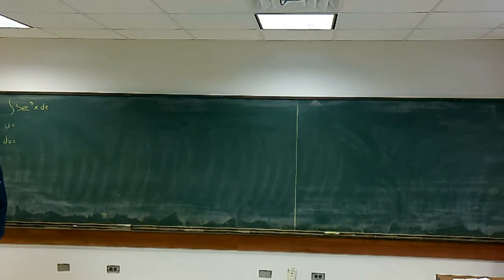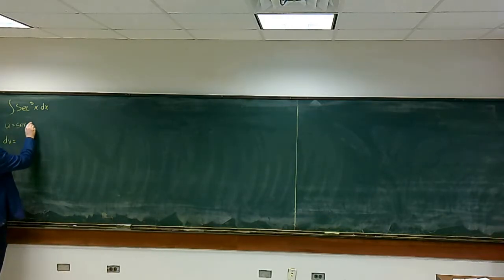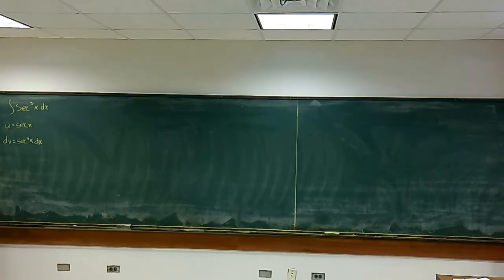What is it? I don't know how to pronounce it. Sec. Just secant? Then dV is what's left. There's more than just the x left if your U is just secant. Secant squared, isn't it?